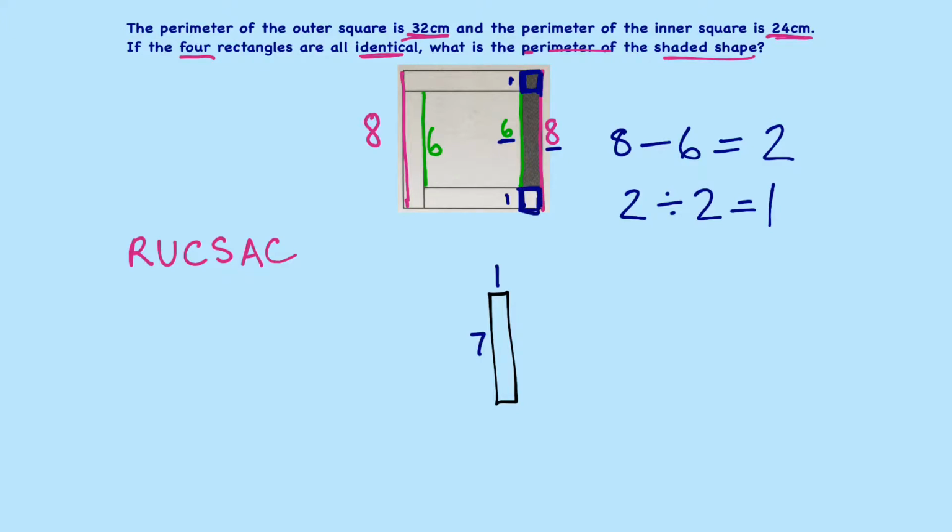So I now know that the length of my shaded shape is 7 and the width of my shaded shape is 1. But remember that the question asked us for the perimeter of the shaded shape. So if the length of my shaded shape is 7, that means the other side must be 7, and the width here must be 1. So now remember the perimeter means all of those sides added up together. So 7 plus 1 plus 7 plus 1 is 16 centimetres. The perimeter of this shaded shape is 16 centimetres.